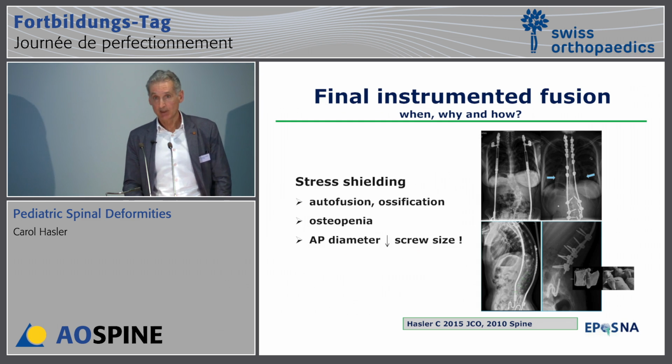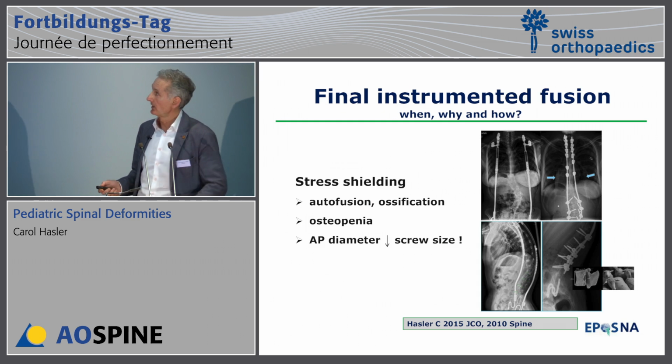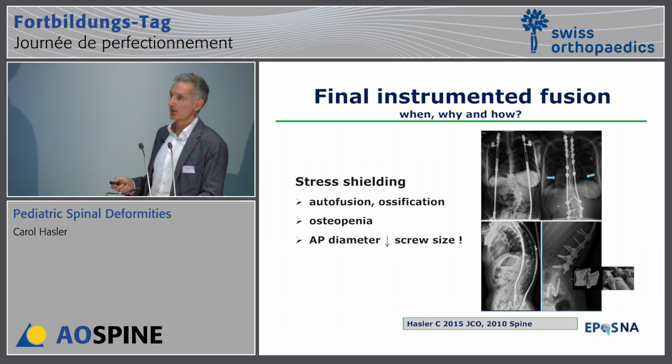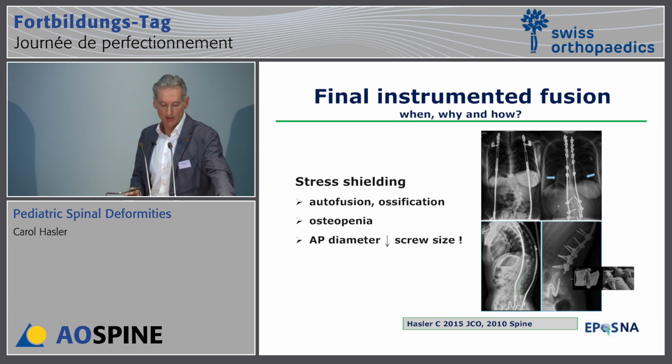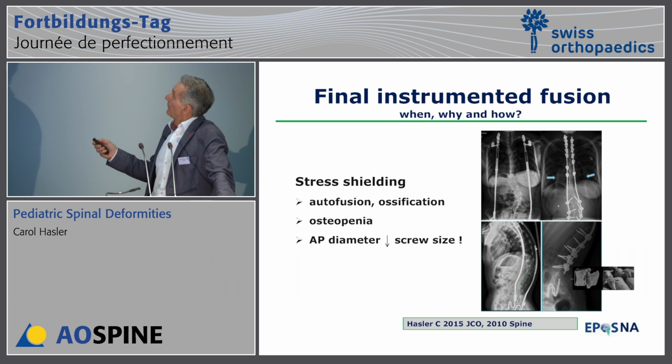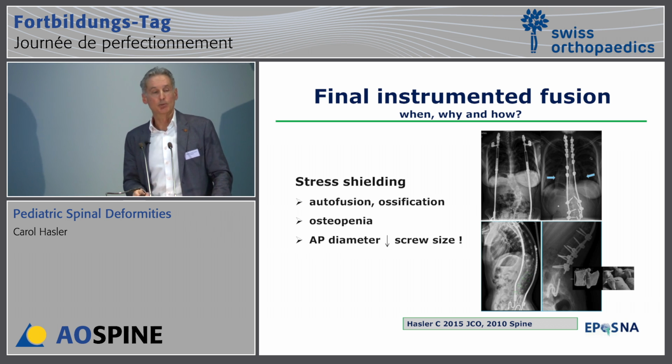So at some stage when it comes to puberty, you need to think about a final instrumented fusion, which is not easy because usually the spine is autofused. There is some spontaneous fusion if you have a period of 10 years where rods are crossing the spine. Often we find some additional ossification around the rods. And also the morphology of the vertebral body is changing.